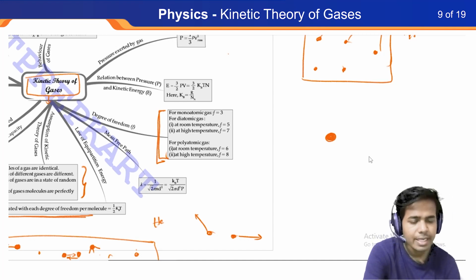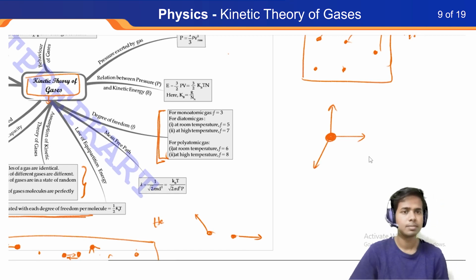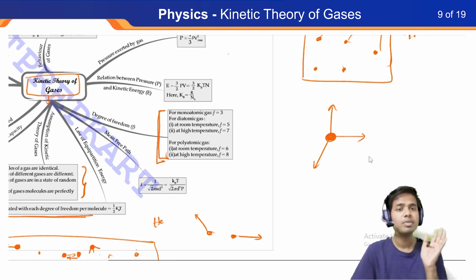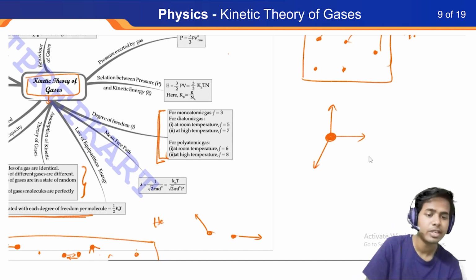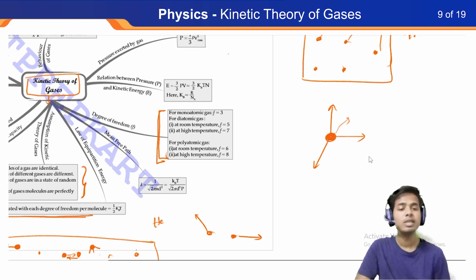In which of the directions can it move? It can move in this direction, maybe this direction, in the z axis as well. So these are the primary directions in which it can move. Of course it can move in any of the directions in between them, but that will be a combination of two different motions, right? We are not concerned about that.